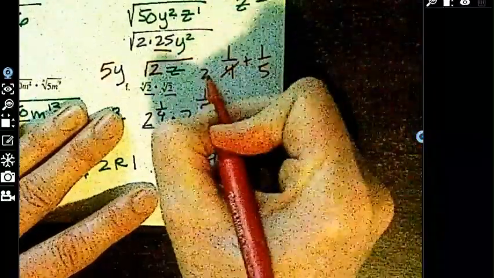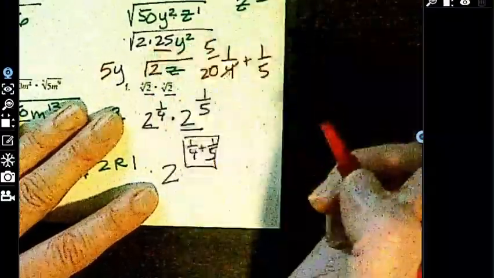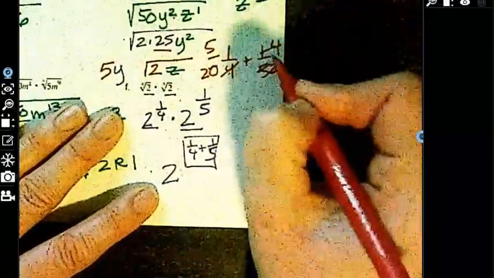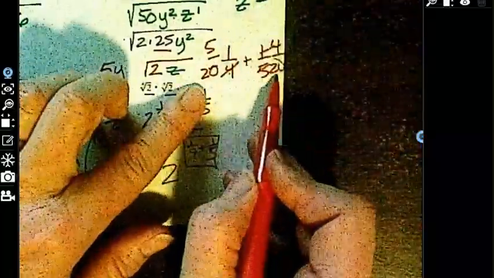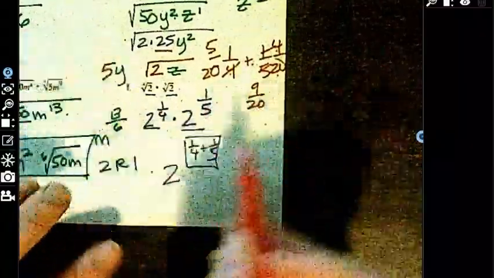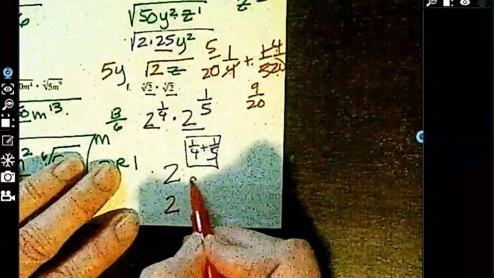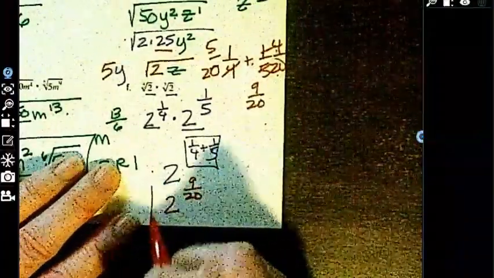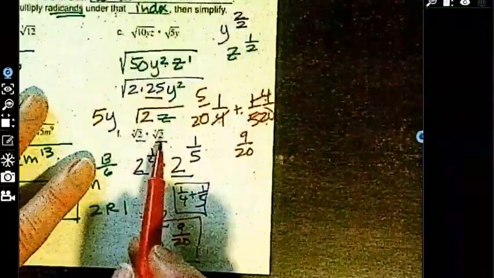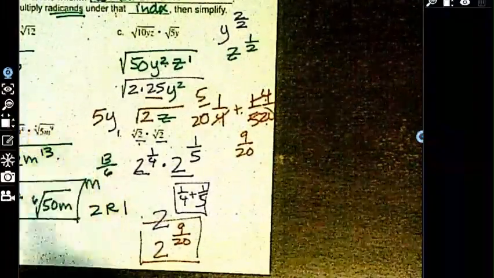4 times 5 is 20. So this will be 5. 1 times 5 is 5/20. 5 times 4 is 20, so this becomes a 4. And I get my common denominator, and then 5 plus 4 is 9/20. So this times this is 2 to the 9/20. So I can multiply those radicals together because the radicand is the same. I can use the product rule.